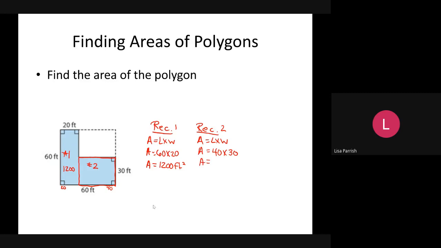All right, so now I'm going to multiply 40 times 30. Believe it or not, I get 1,200 again. Who knew that would work out? 1,200 feet again. So now I'm going to add those two together. The area is going to be 1,200 plus 1,200, which equals, if you can almost do that one in your head, 2,400 square feet. Okay, so the area is 2,400 square feet.